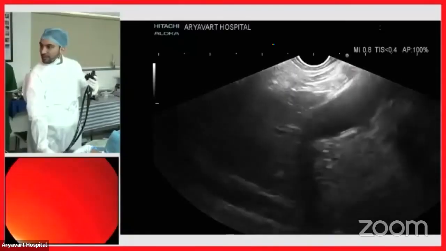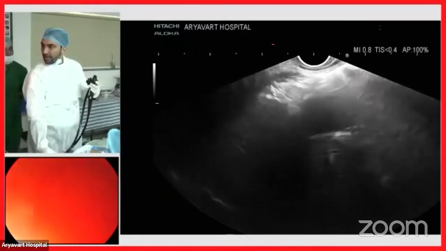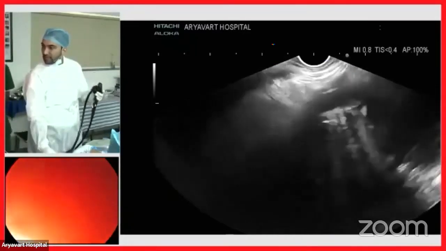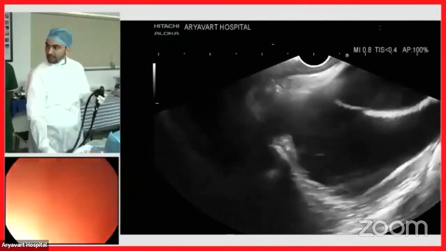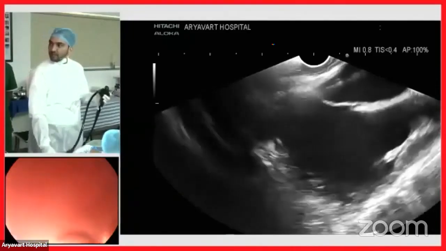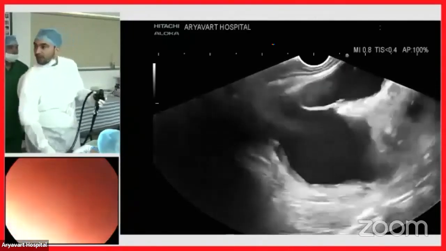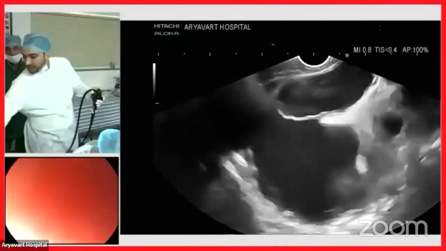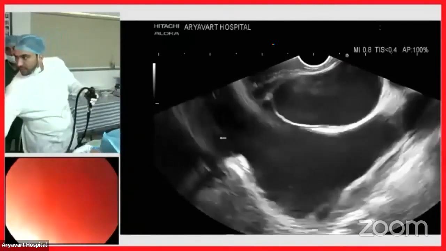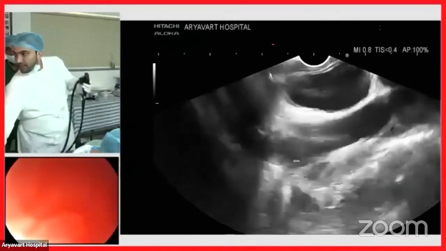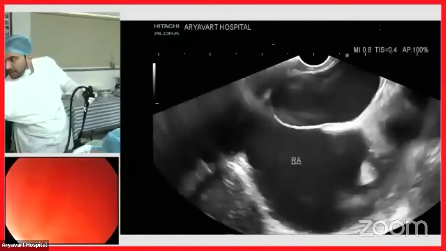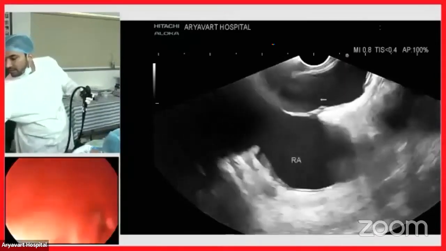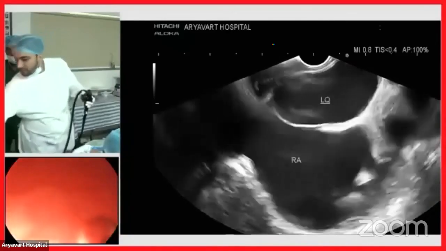So this IVC, we are tracing it proximally, and as it opens into the right atrium, right here we see the right atrium. And in this view, we see both the right and the left atrium. So over here we have the RA, and this is the LA.